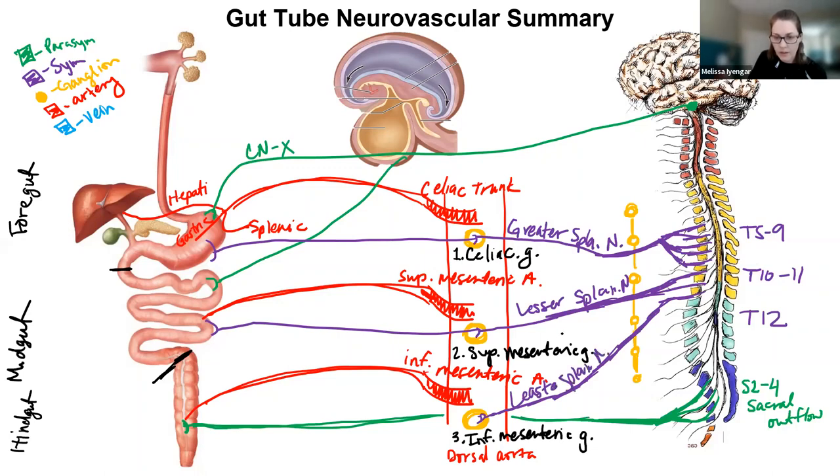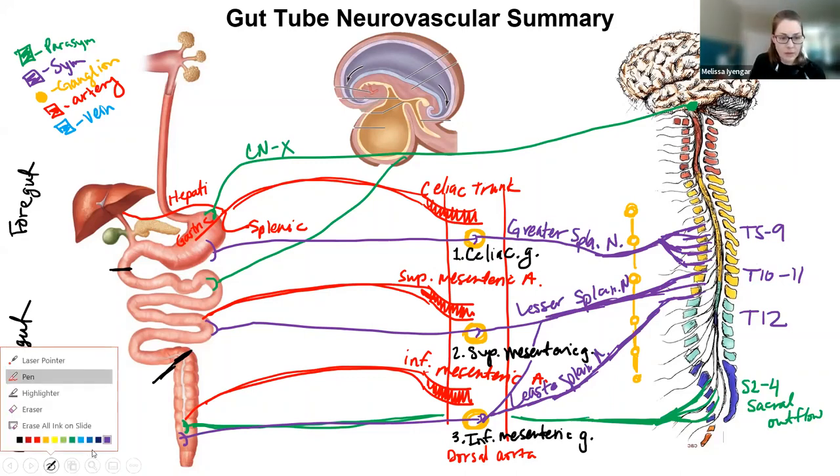Splanchnic nerve right there. And then what you've got to do is take a little piece of the lesser and come down like this, and then synapse out like that. Okay. So why am I not doing the lumbar ones? Because in your lab manual, it stops talking about the lumbar ones for the hindgut. So we're just going to remember hindgut is going to be T10 and 11, lesser splanchnic nerve to the inferior mesenteric ganglion, T12 with the least splanchnic nerve to the inferior mesenteric ganglion, okay?